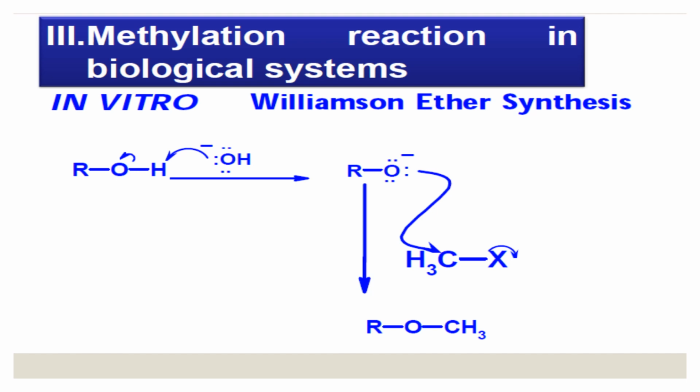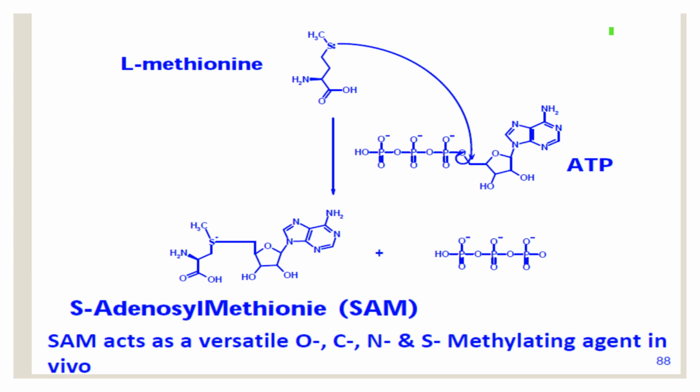This methylation always undergoes by using SAM as a coenzyme. SAM can be used as a source of methyl group. Yes, SAM is what? S-adenosyl methionine.